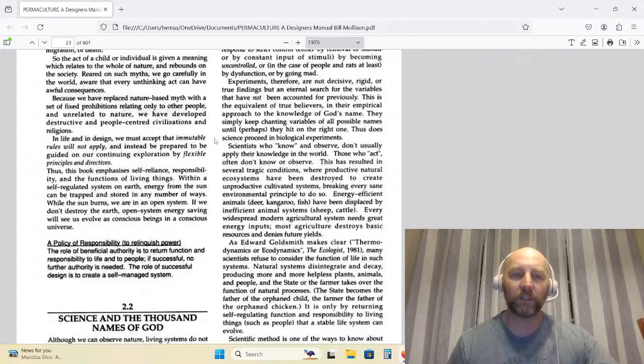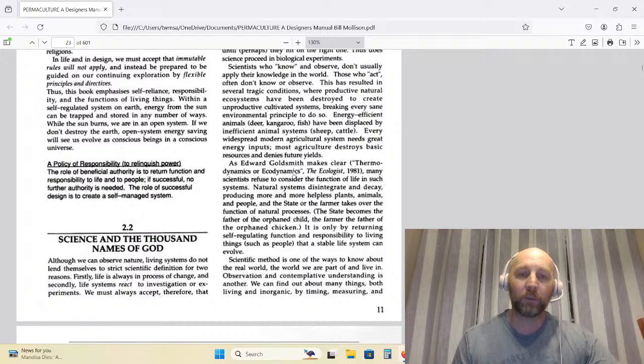This has resulted in several tragic conditions, where productive natural ecosystems have been destroyed to create unproductive cultivated systems, breaking every sane environmental principle to do so. Energy efficient animals, deer, kangaroo, fish, have been displaced by inefficient animal systems, sheep, cattle. Every widespread modern agricultural system needs great energy inputs. Most agriculture destroys basic resources and denies future yields.